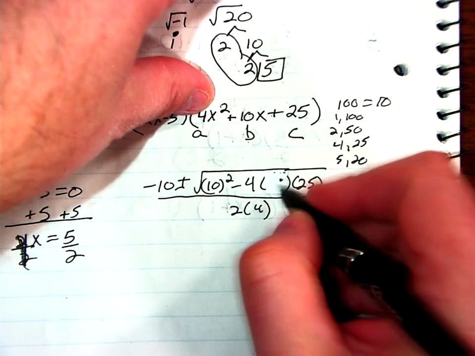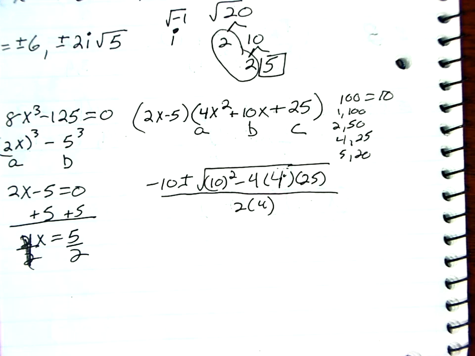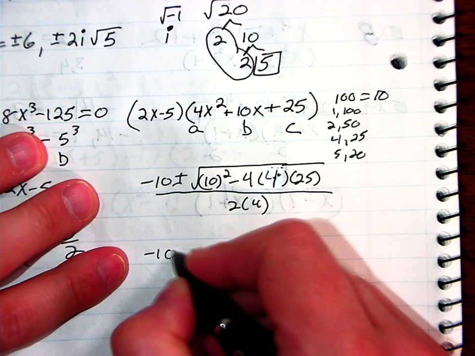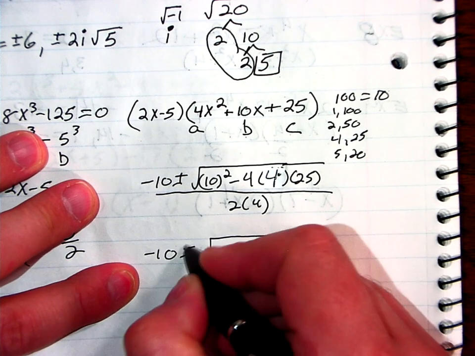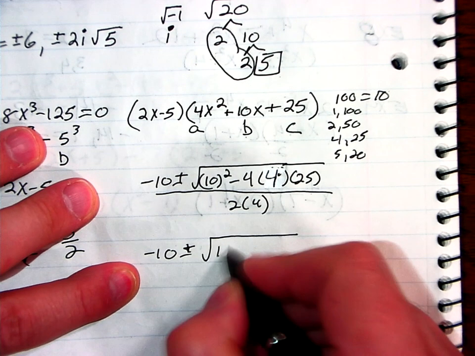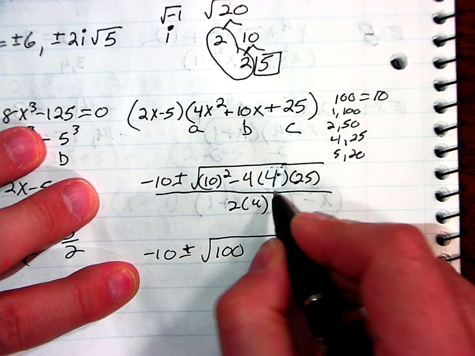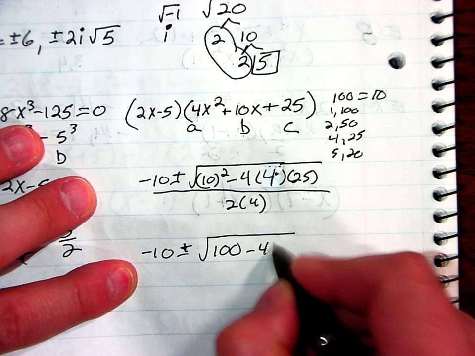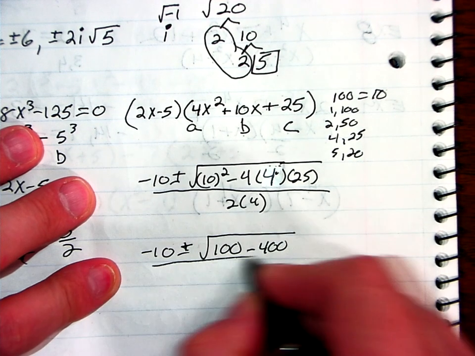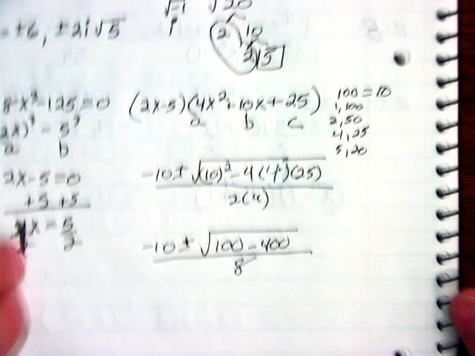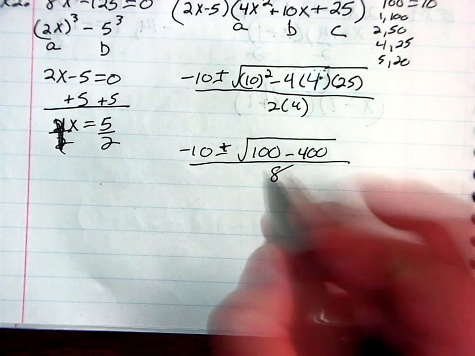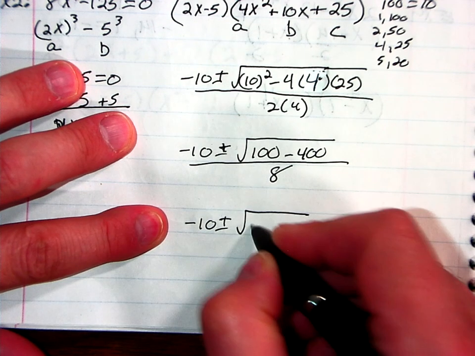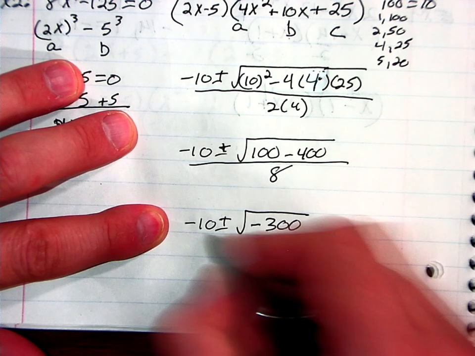What did I say? 4/8. So that A was 4. There we go. All right. So let's simplify what's under our radical. Negative 10 plus or minus the square root. 10 times 10 is 100. I personally would do 4 times 25, which is 100, times negative 4, which is negative 400, all over 8. All right, let's keep going. Negative 10 plus or minus the square root of negative 300, all over 8.